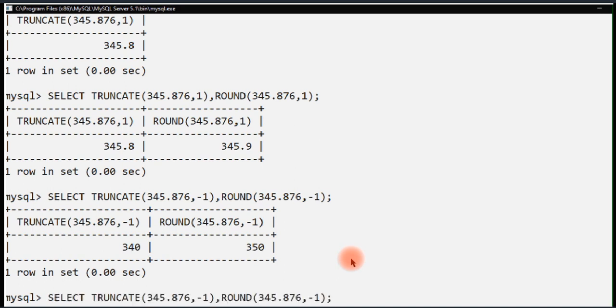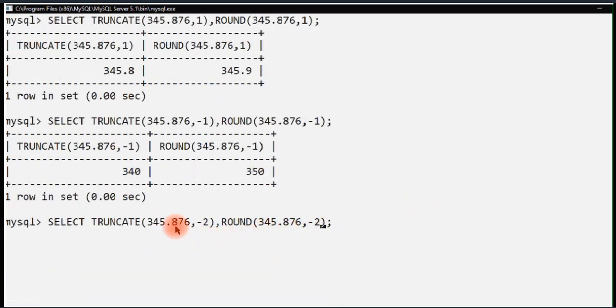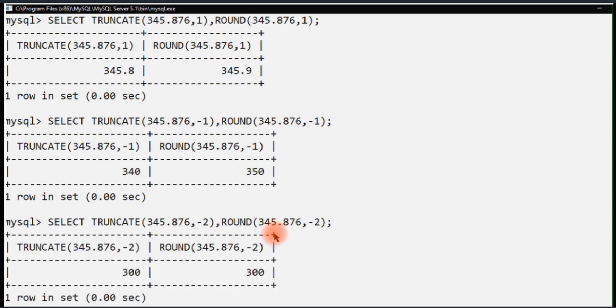Here I am taking 2, and again in round also I am taking 2. That means after decimal 2 digits. Am I right or wrong? After decimal I am going to keep 2 digits, so there should not be any effect on the decimal part. Yes, there should not be any effect on the decimal part. So 45 we are going to check. I want to convert this 45 into hundreds. Because I am going to round down in truncate, it will give me 300. And here also I am going to get 300 because 45 is less than 50. So in this case both the answers will be the same.